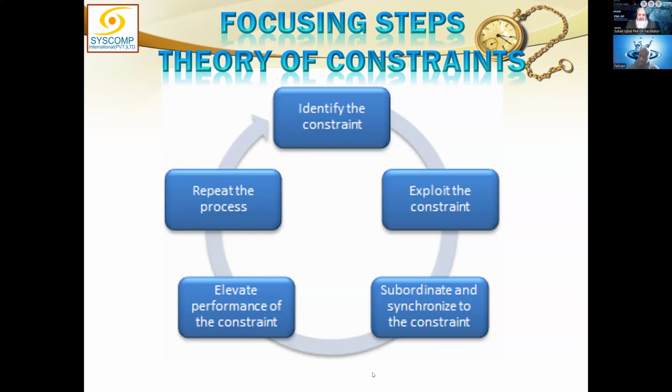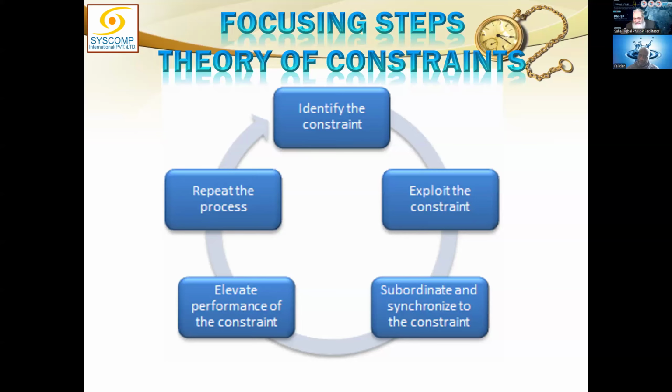Next, what you should do is elevate the performance of the constraint. Now the capacity constraint is 10. You must try to enhance or improve it to something bigger than that. Because if you can increase it even to 20, your production will be doubled. So whatever you are producing right now, you will be producing double of that. You understand my point? Yes, sir.